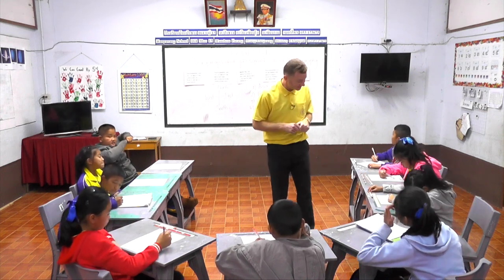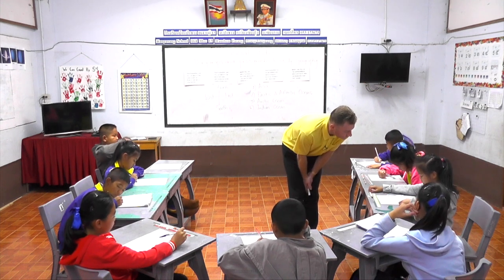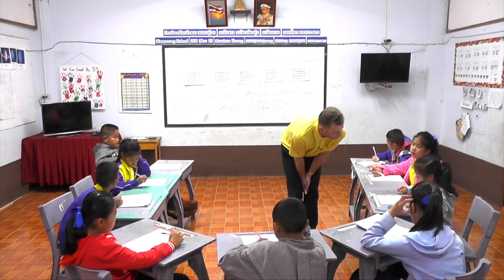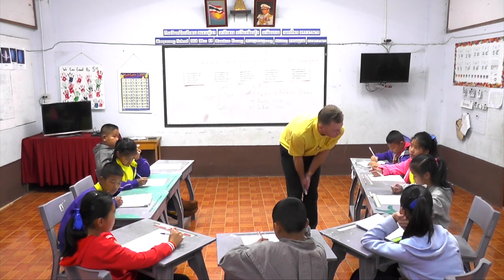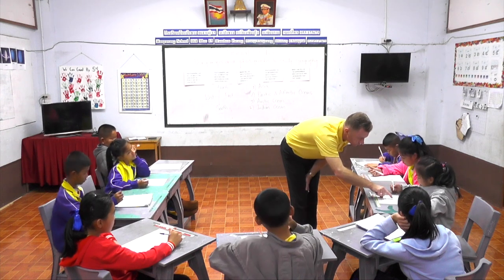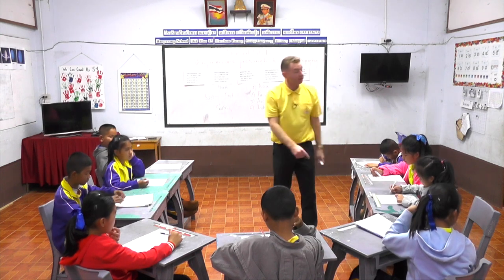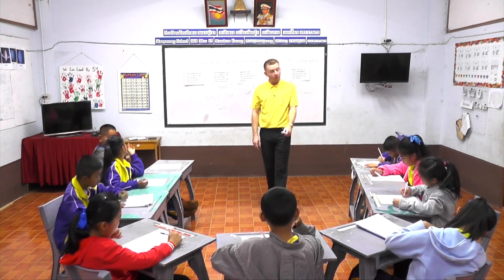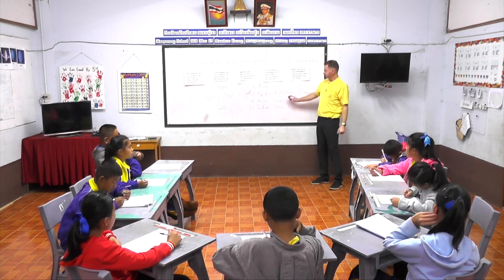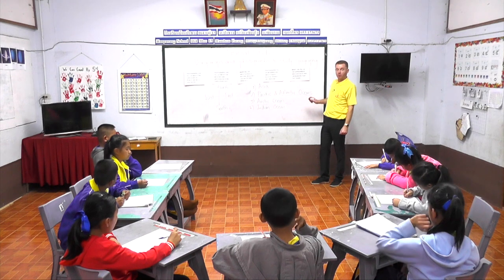What's number five? Which ocean separates North America and Europe? Okay, so separates means in between. So what do we need? We need to find North America here. Atlantic. And Europe. And Prau is correct. What ocean separates North America and Europe? Atlantic Ocean.